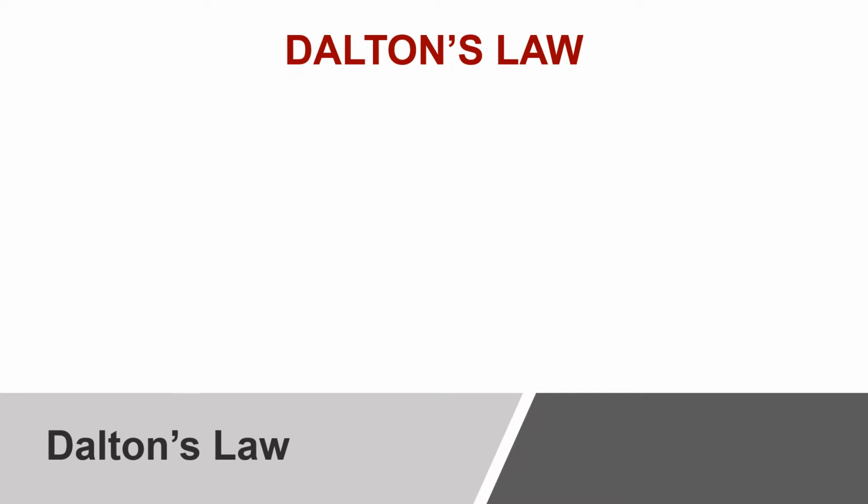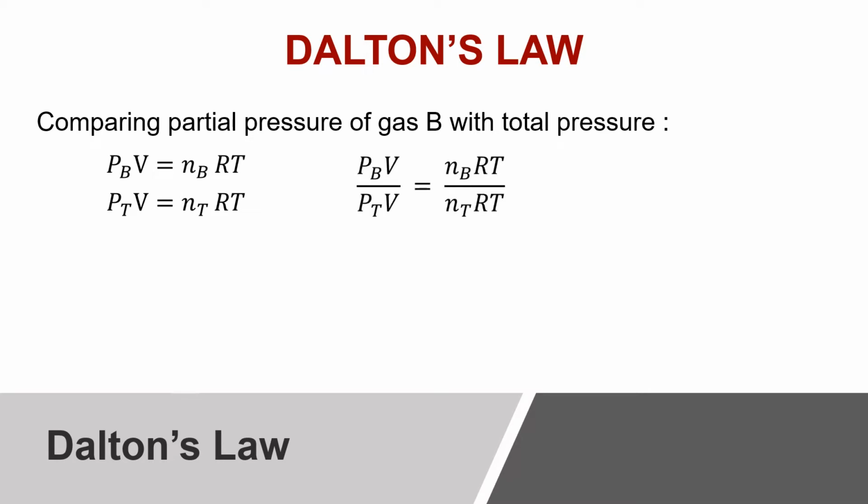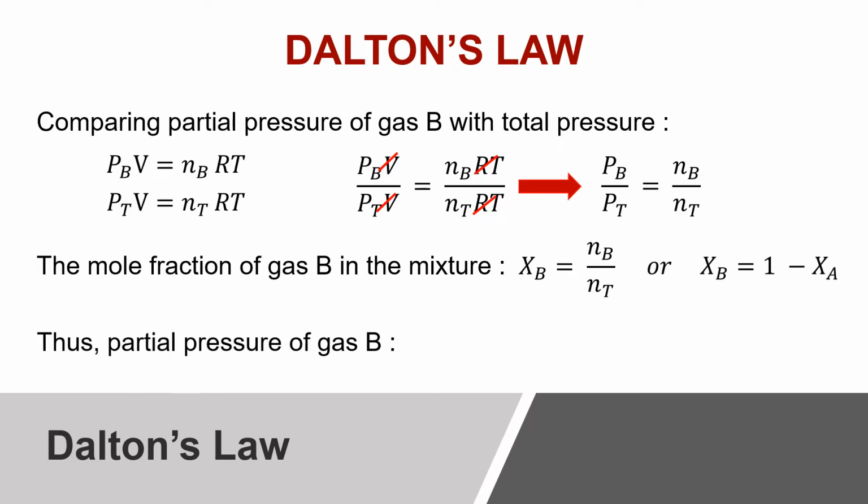We can do the same for gas B. By comparing the partial pressure of gas B with the total pressure, with the assumption that the volume and the temperature are constant, we can relate the pressure and the number of moles. Since the mole fraction of gas B in the mixture is represented by XB, the partial pressure of gas B is equal to XB times PT, where XB is the mole fraction of gas B and PT is the total pressure.